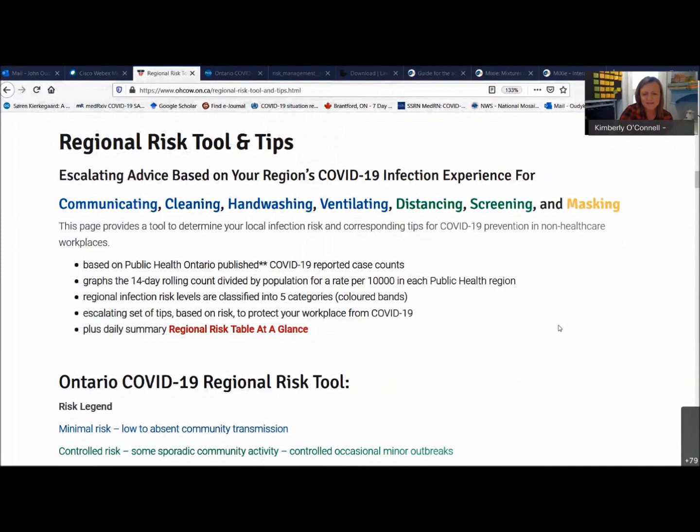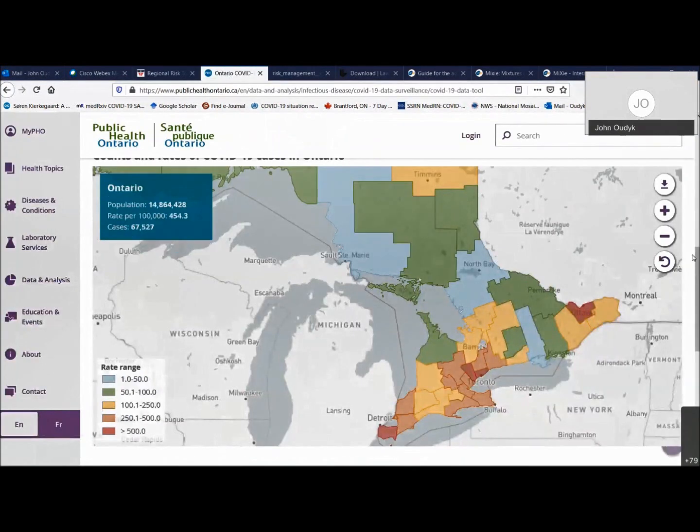Thanks, Kimberly. The idea behind this tool came from looking at some of the data. For instance, Public Health Ontario has this map which shows the different regions in Ontario with the different levels of risk or rates of COVID, and they're colored into 5 bands: the blue, green, yellow, orange, and red. However, these are cumulative, and therefore, if something happened in the past, you're forever carrying that around in your data.